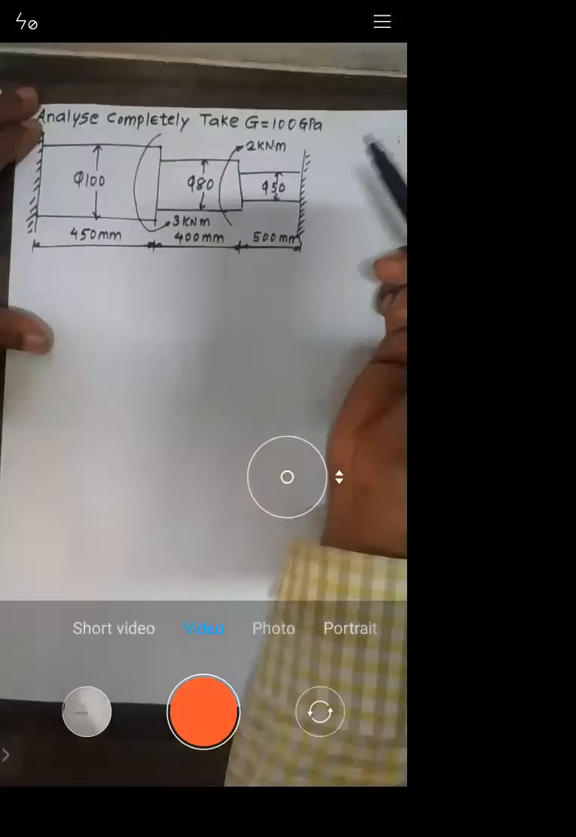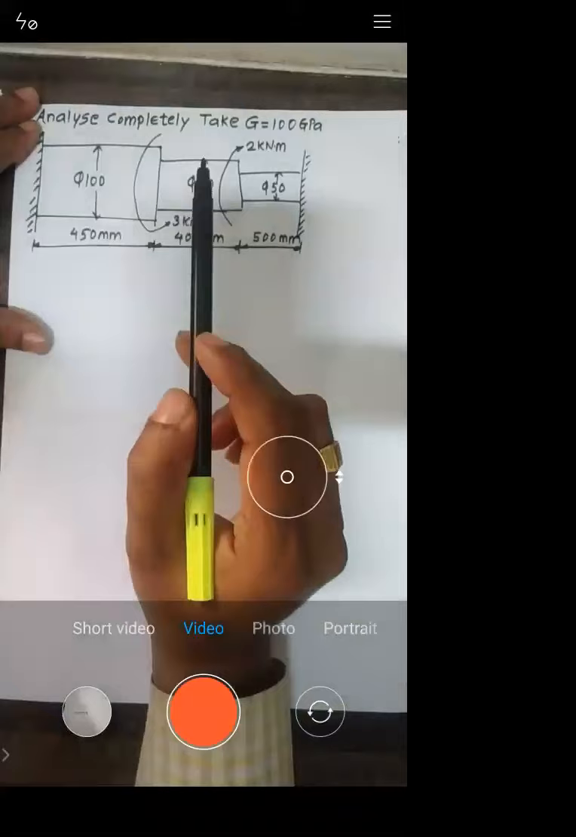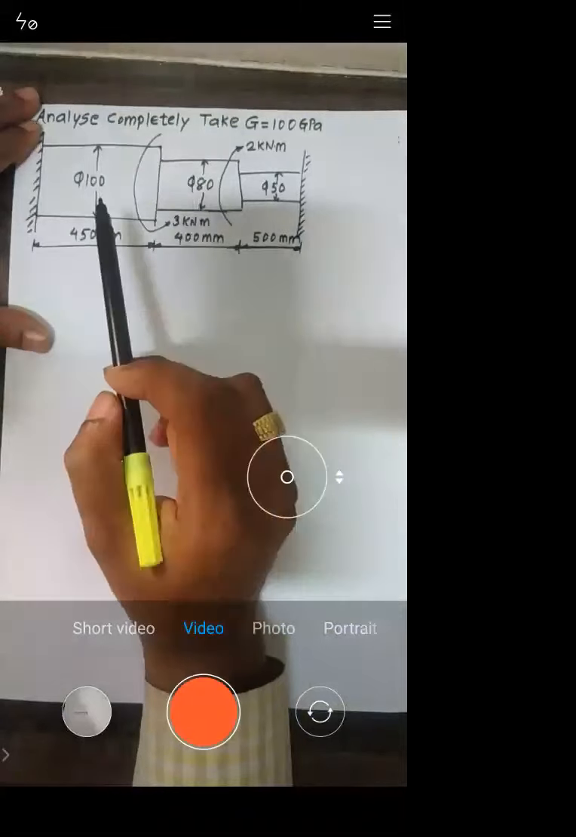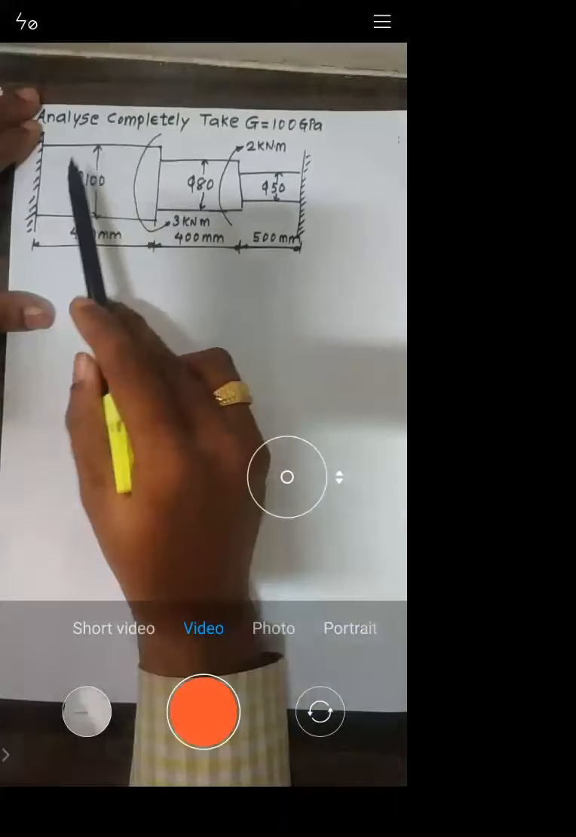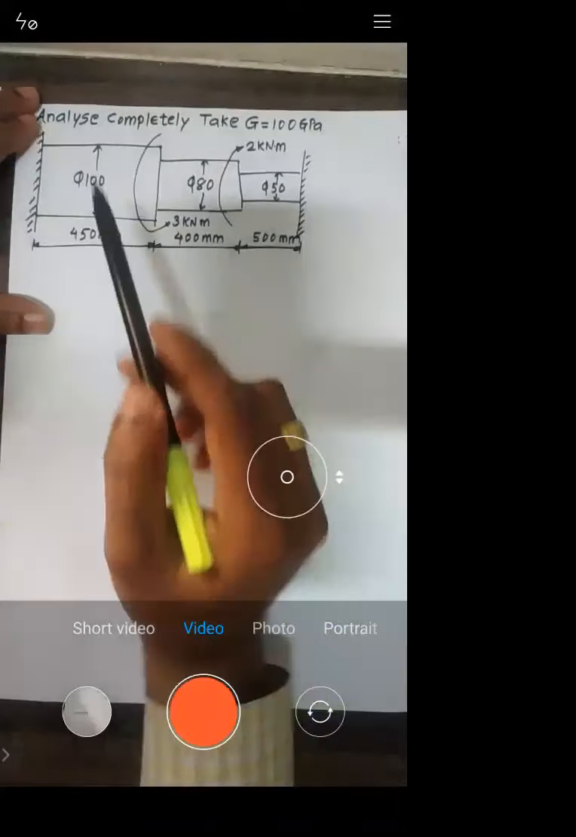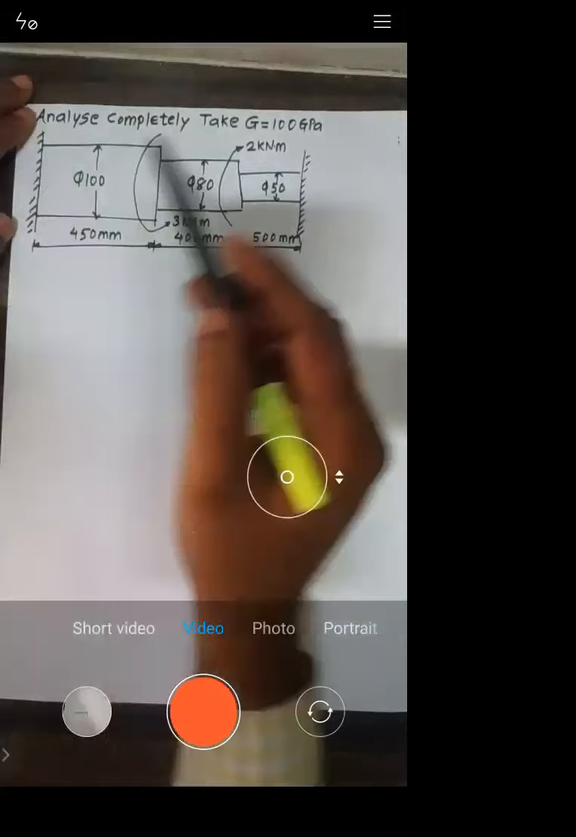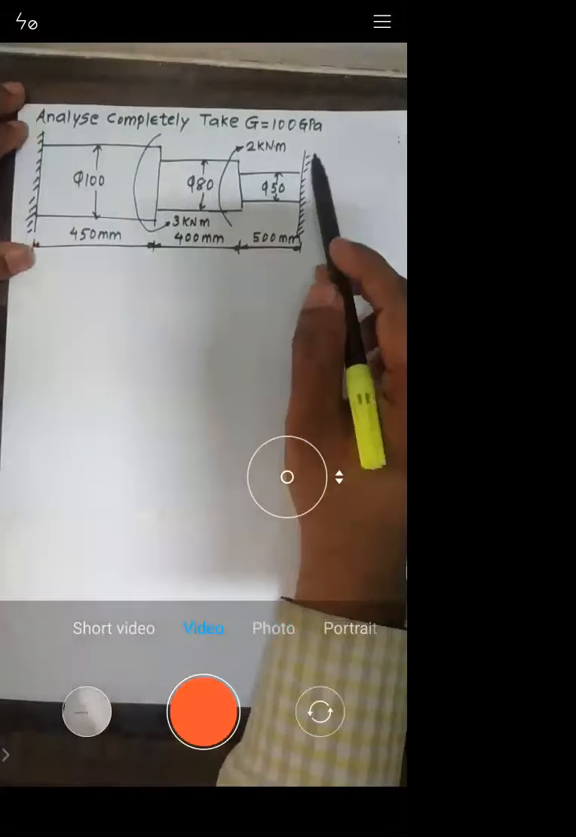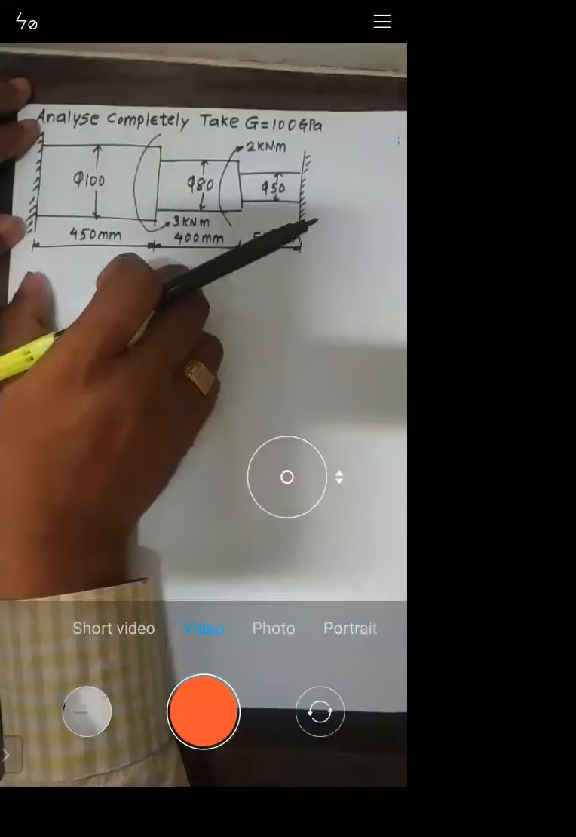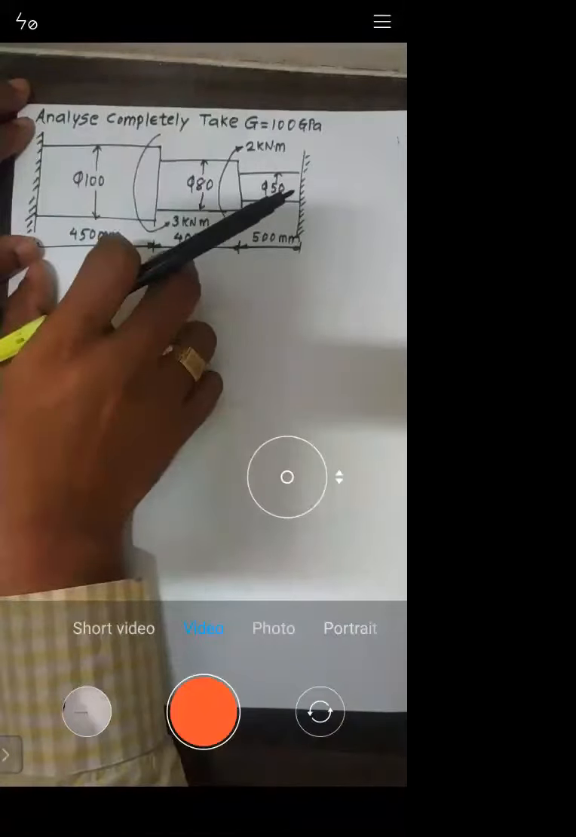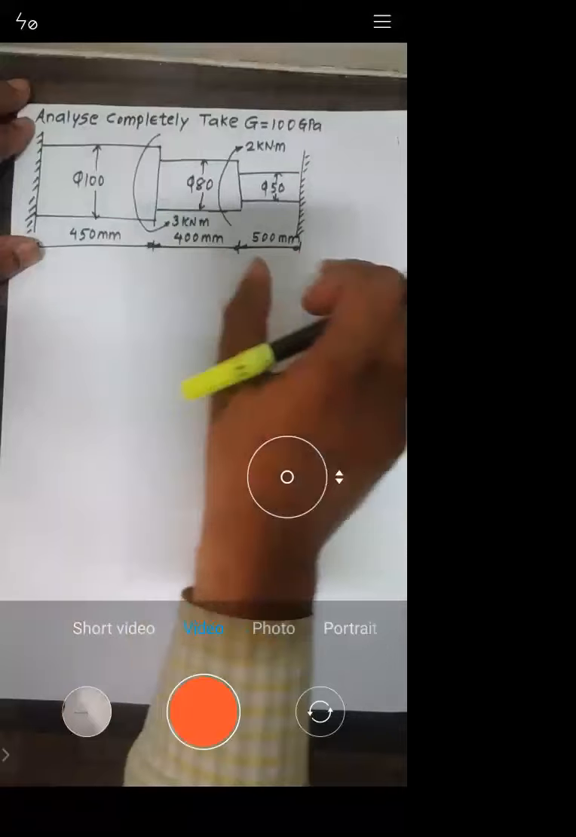They have given this stepped bar, which has different cross sections. For the first one, the diameter is 100. For the second one, it is 80. For the third one, it is 50. The leftmost end is connected to a fixed support, and the right end is also connected to a fixed support. What is the length of every bar? For this bar, it is 450. This is 400. This is 500 mm.